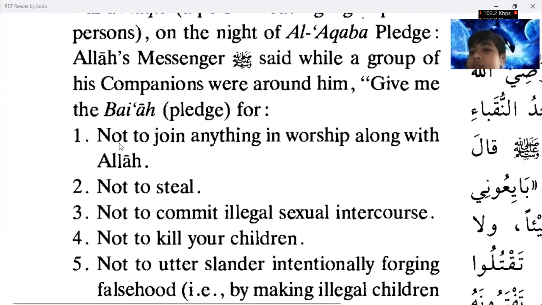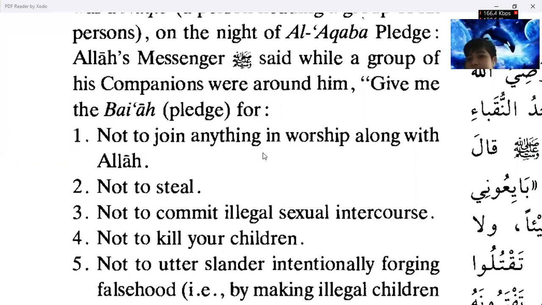So, what is the first thing? Not to join anything in worship along with Allah. What does it mean? It means that you will not worship anyone besides Allah, okay? Oh, I get it. You will not make dua to anyone except Allah.